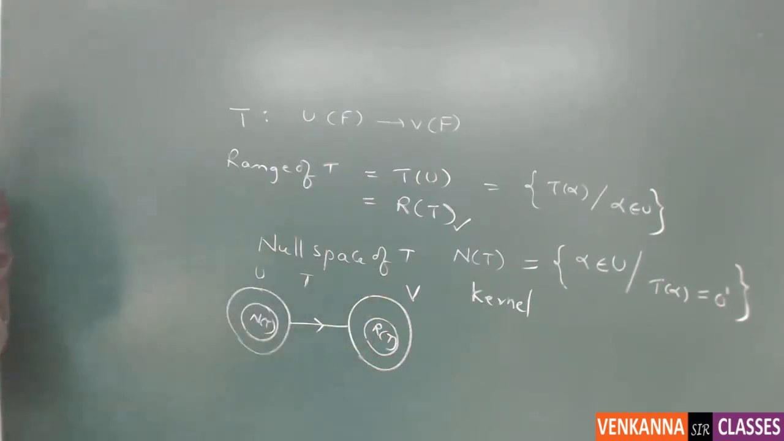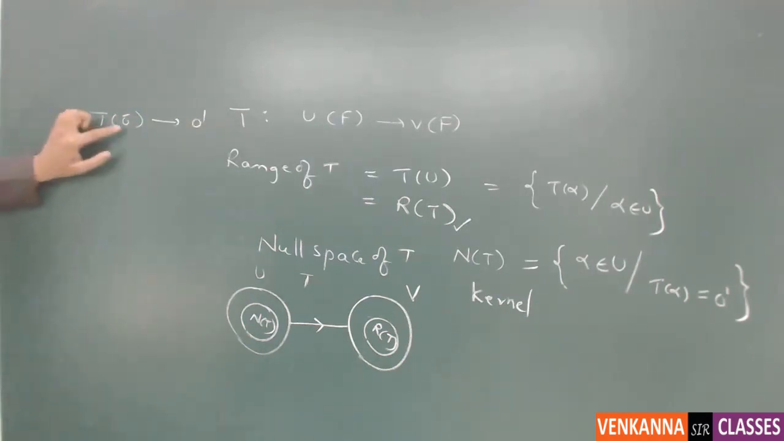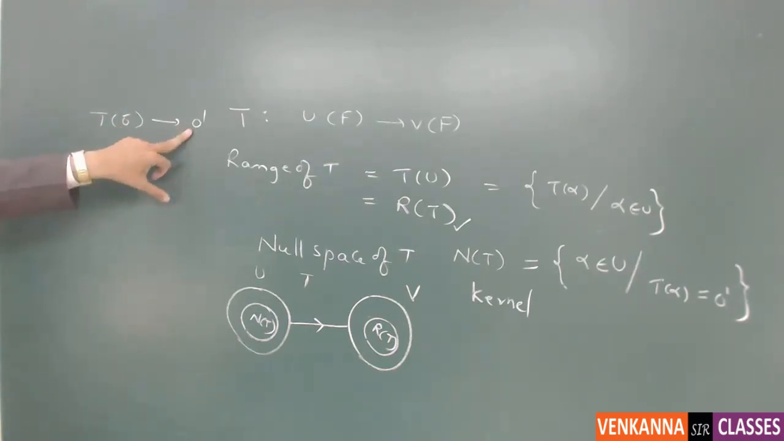Please understand one thing, that whenever we define a function between two vector spaces, always the 0 vector is paired with the 0 vector. This 0 bar generally indicates the 0 vector in the domain, and this 0 dash indicates the 0 value in the codomain. It may be a function, a matrix, or a vector. So always the 0 value is mapped with the 0 value.